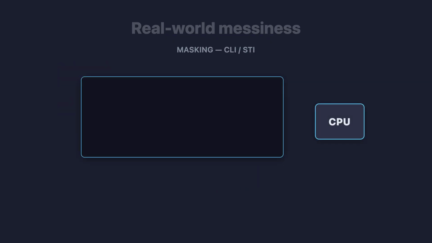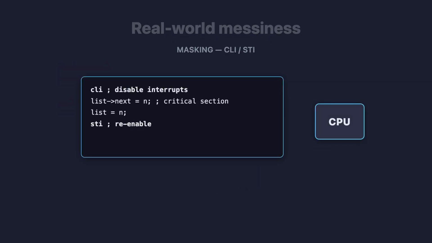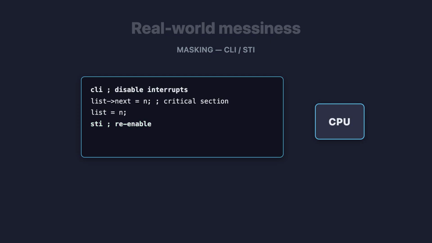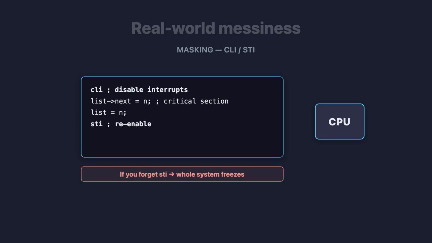Interrupts can also be masked. If the kernel is in the middle of updating a shared data structure, it can run cli, an instruction that tells the CPU, ignore interrupts until I say otherwise. That's how it protects critical sections, but masking is dangerous. If you forget to re-enable or you mask for too long, the whole system freezes.